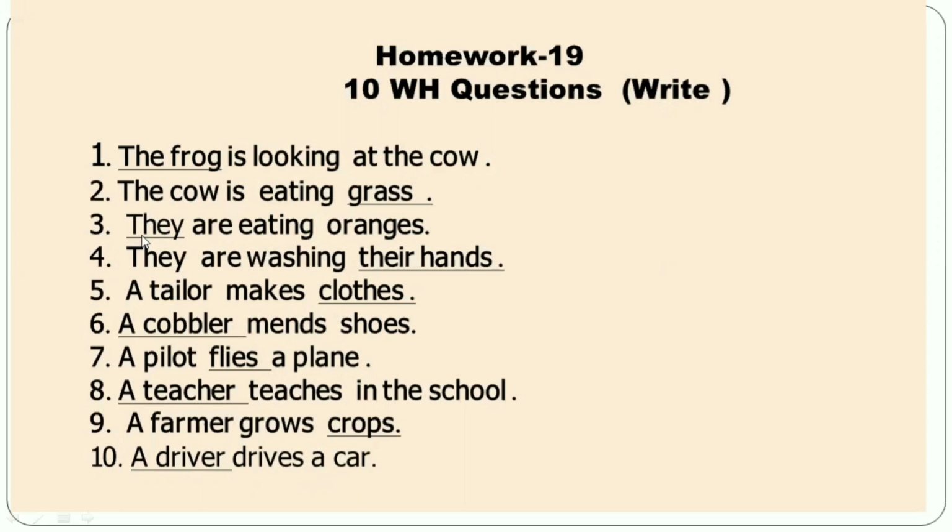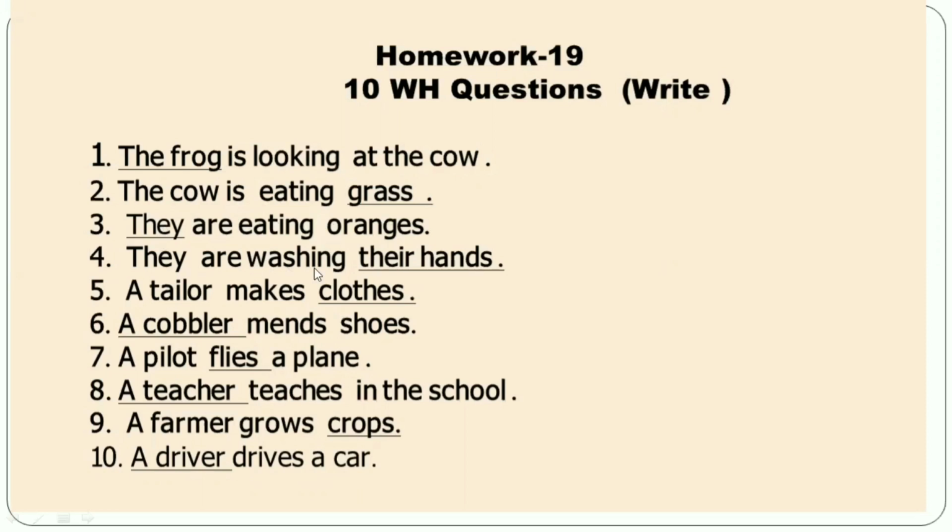They are eating oranges. So the subject word is underlined. So who will be used? Who, and nothing will be changed. So all the words will be written after that. So who are eating oranges? And then at last question mark.